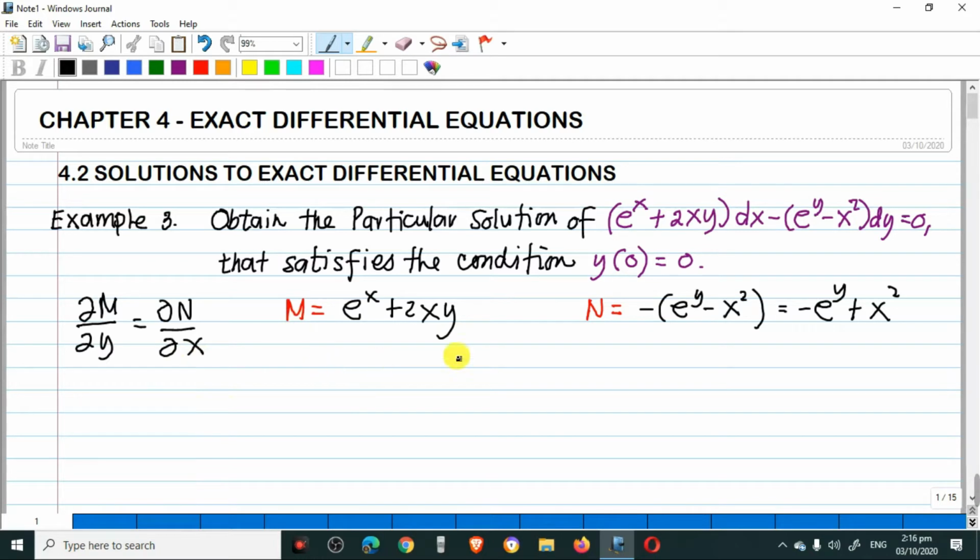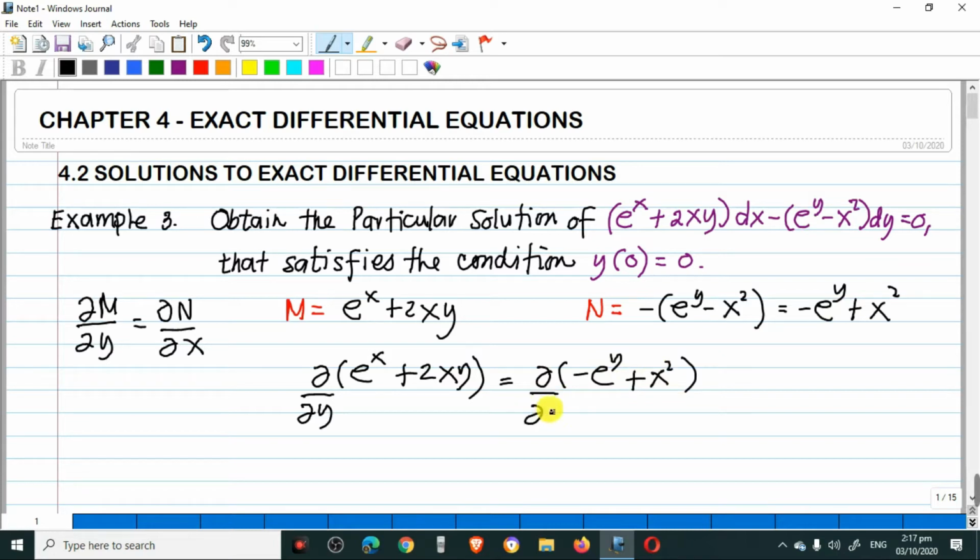So the partial, I will solve simultaneously yung dalawang equation. So the partial derivative of M, M is equals to e^x + 2xy, with respect to y. On the right side, this is equals to the partial derivative of our N, which is equals to negative e^y + x^2, and this is with respect to x.